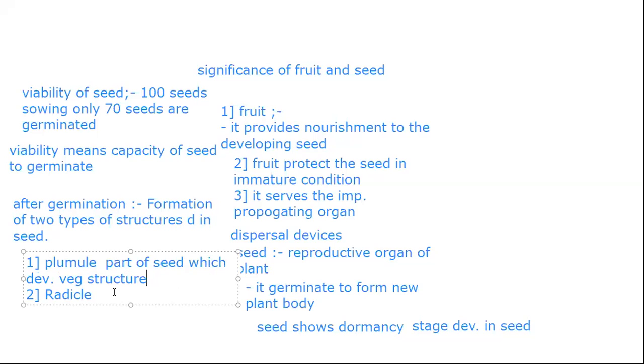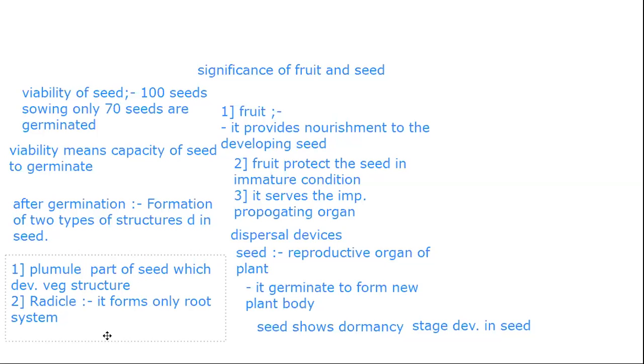And radicle means after the continuous growth of the radicle, it forms only the root system. याच्यापासून फक्त रूट्स तयार होतात. Okay, so they can form the roots from the radicles. This is a very important thing. Plumule and radicle structures develop in the seed, but when? After the germination. Right, लक्षामध्ये? So this is all the significance of the fruit and significance of the seeds.